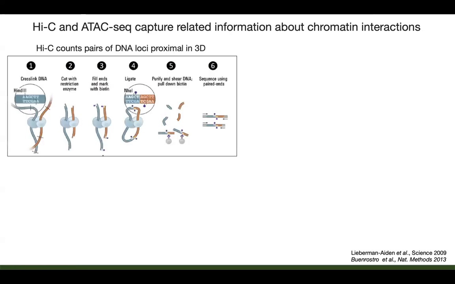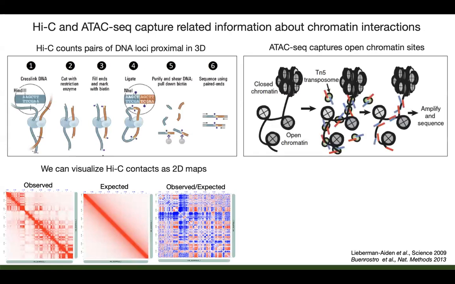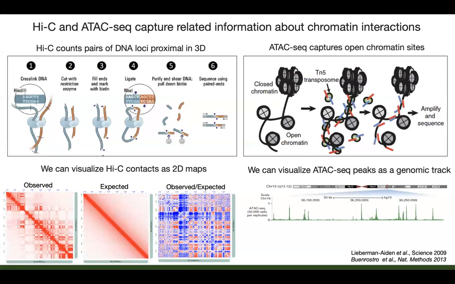On one hand, Hi-C captures pairs of DNA loci that are proximal in 3D, and it can be visualized as a 2D contact map where each row and column represent a genomic locus. ATAC-seq, on the other hand, captures open chromatin sites in the genome, and it can be visualized as a genomic track where read pileups on the y-axis correspond to the accessible loci in the genome.